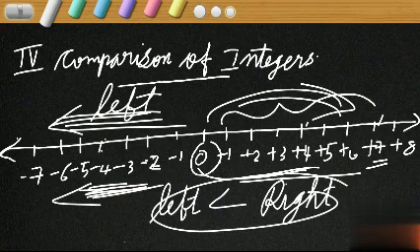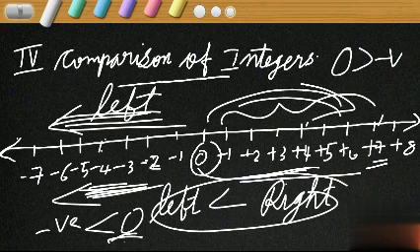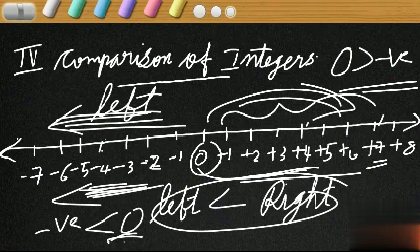From that, what can we conclude? From this, we can conclude that all the negative integers are less than 0. Or in other words, we can say that 0 is greater than all negative integers. Is this clear?